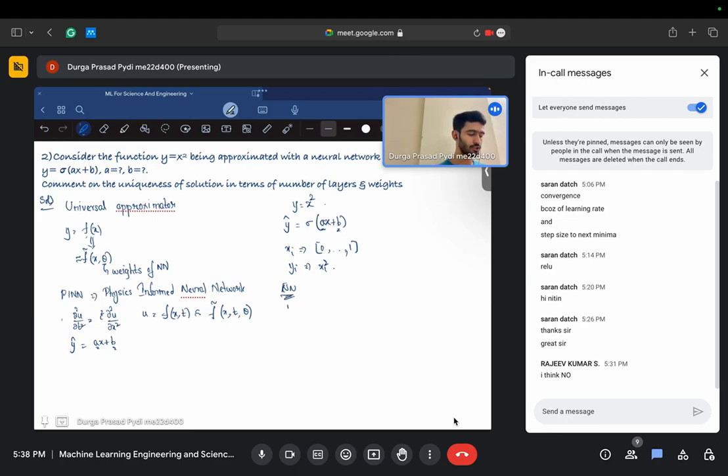What will be your objective function? I'm calling yi hat as NN of xi, theta, where NN is my neural network, I give my xi as input, and theta are the parameters of the neural network. In this particular case, theta is a and b. So what will be my objective function here?